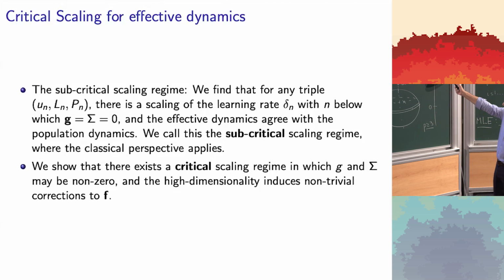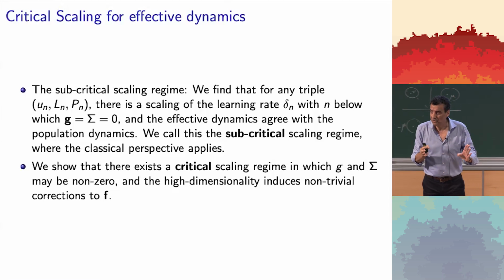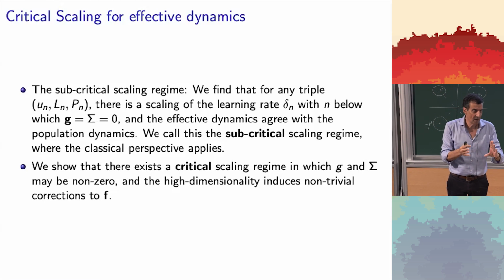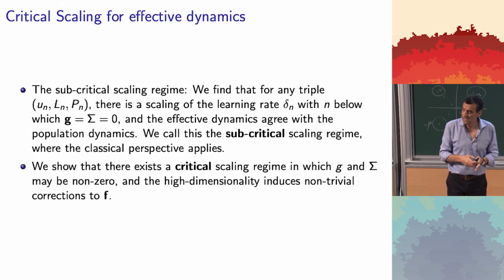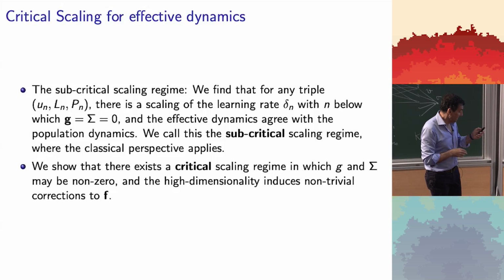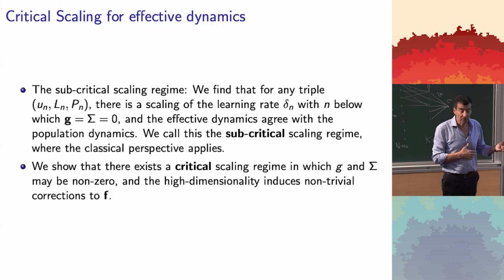But then there is the critical regime. What I don't say here is that you have a critical value, which is the edge of stability, above which nothing converges. The system is very unstable. I don't know how to quantify unstable, but it is unstable. Some people say that it's good to be in the unstable regime. I don't see why. But to be honest, what I believe they say is it's good to be at the critical scaling, just at the edge. When you're at the edge, then this g and sigma may be non-zero, and you have a non-trivial correction to the classical picture.